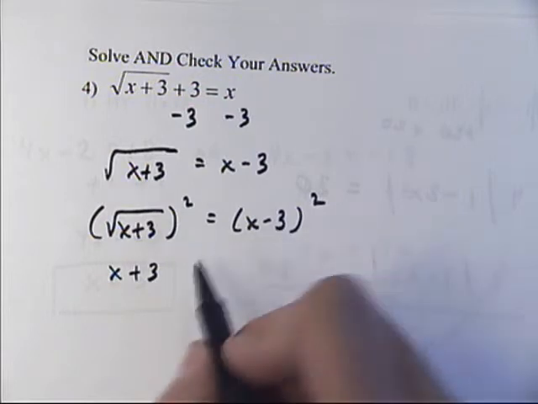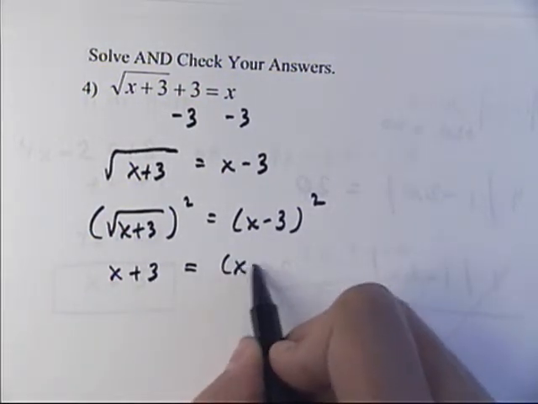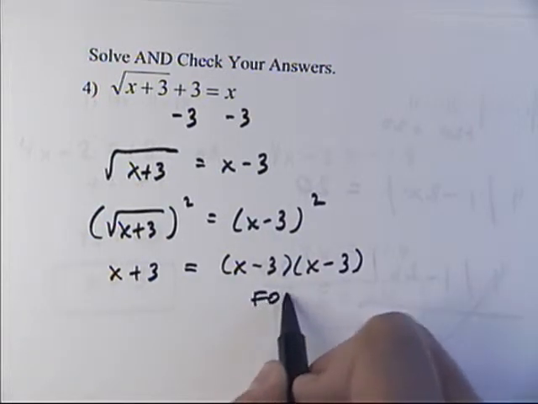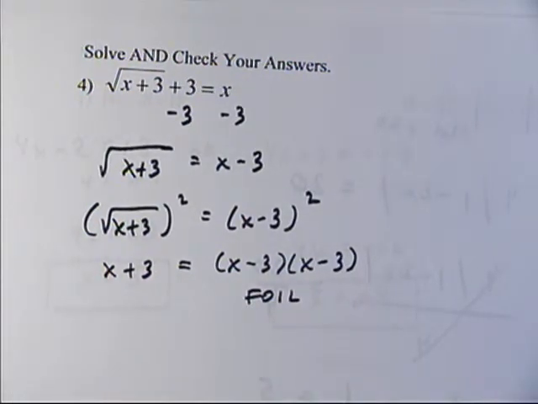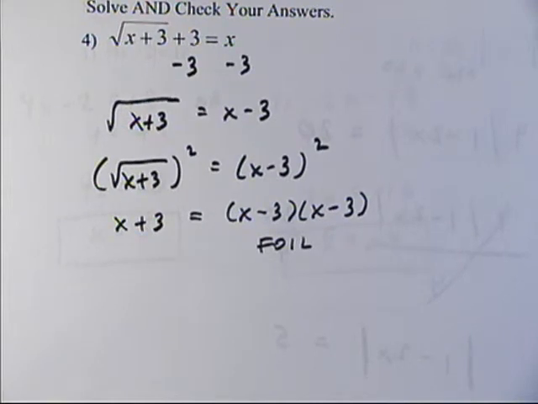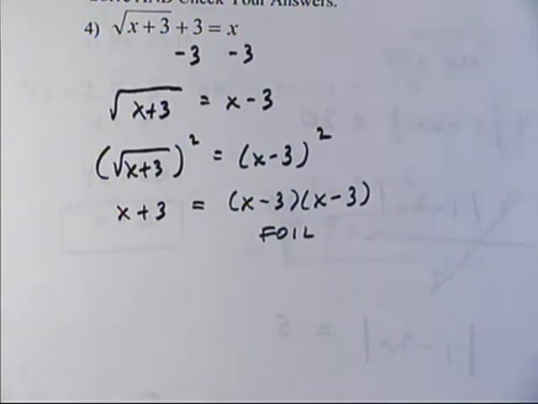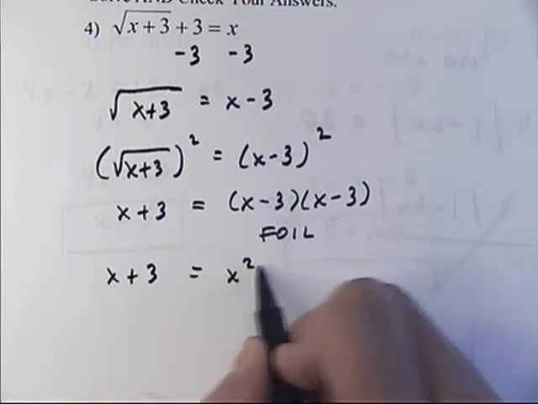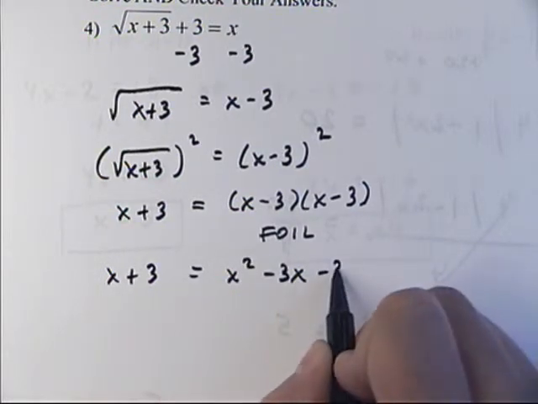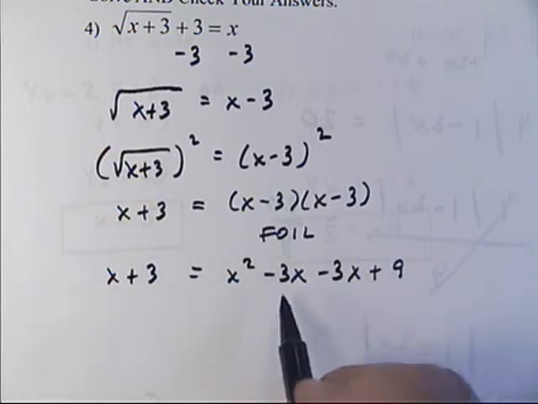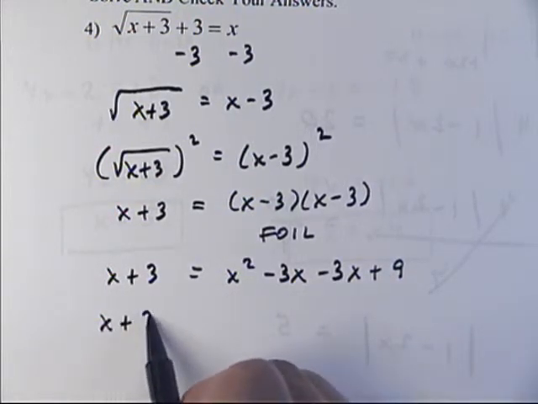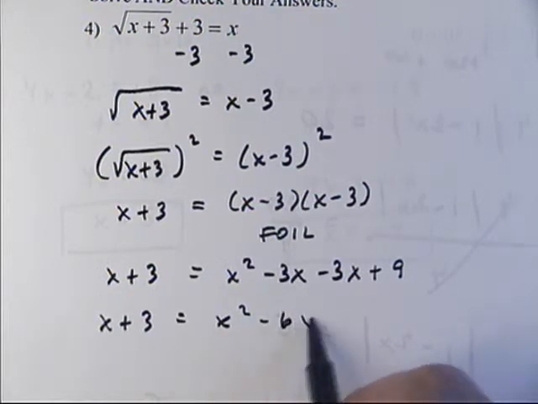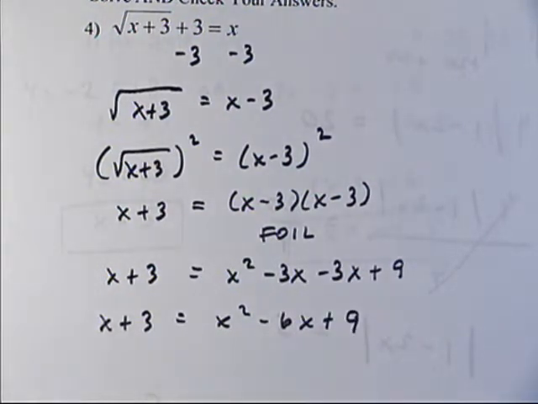Now on this side, x minus 3 quantity squared is x minus 3 times itself. And if I FOIL that out, I get first, outer, inner, last. Obviously I can add those two together, which gives me negative 6x plus 9. But now what do I do?